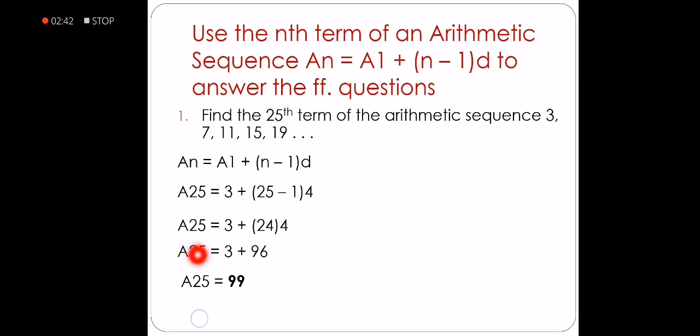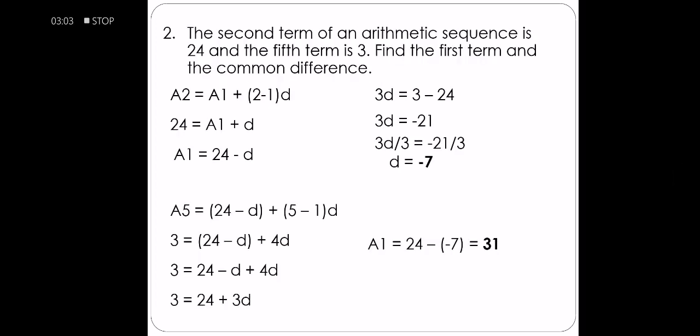So a sub 25 equals 3 plus 25 minus 1 is 24 times 4. So a sub 25 equals 3 plus 24 times 4 is 96. So that is 3 plus 96. So a sub 25 equals 99. So our 25th term is simply 99.